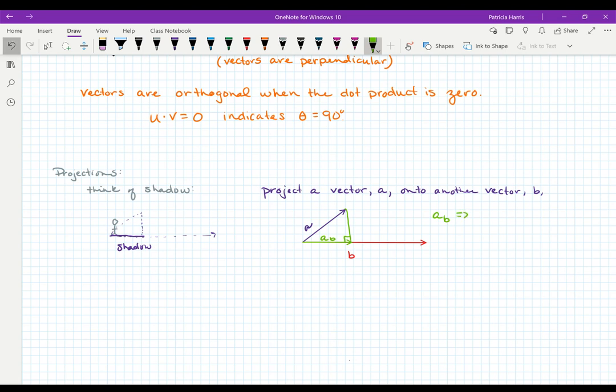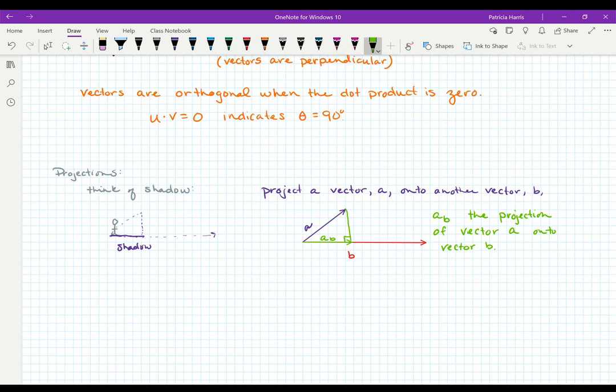Okay, the notation is A sub B. So this literally means the projection of vector A onto vector B. Okay, please note that the length or magnitude of the original vector A is not necessarily the magnitude or length of the projection.